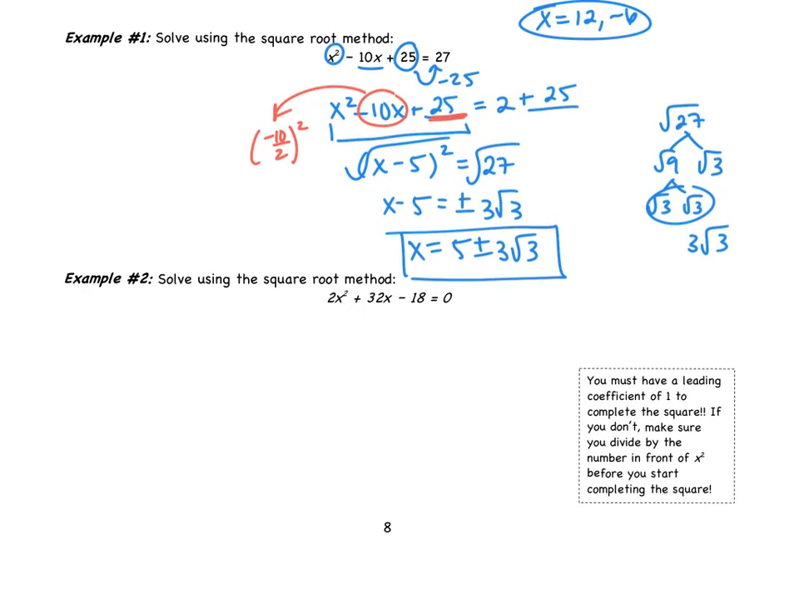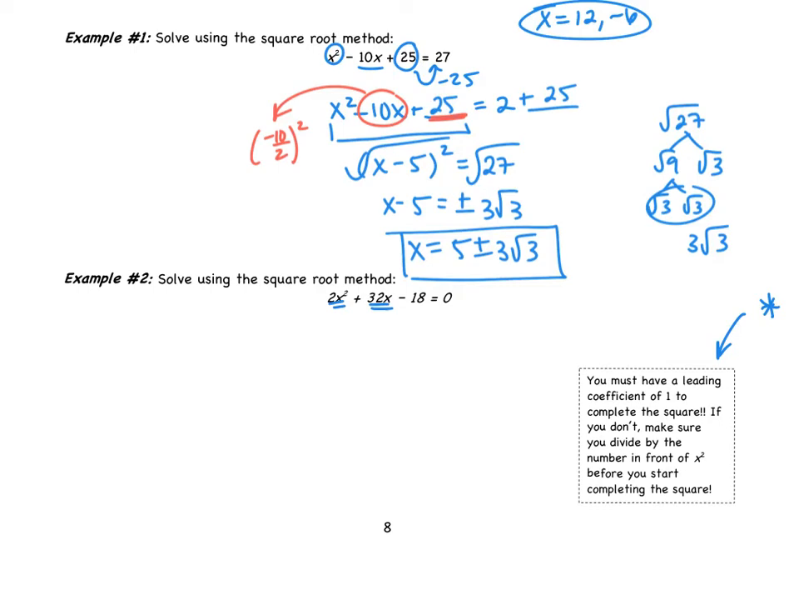Example 2, again it says solve using the square root method. Again, we can't do that right off the bat. We have an x squared, we also have an x term. So we're going to need to complete the square to put this equation in a form where we can use the square root method. I want to have you take note of this box.